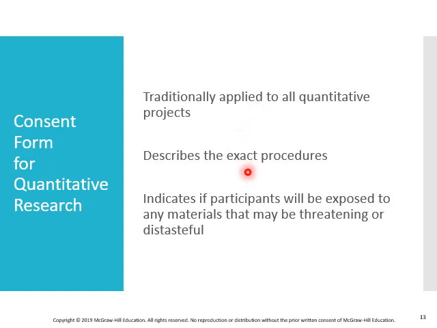It will lay out the exact procedures, meaning the steps that the participants will be involved in. What would the participants be doing step by step, and what kind of elements or issues might they be exposed to? If the IRB perceives that those materials, or exposure to those materials, can be threatening, distasteful, or harmful to the participants, that information should also be presented upfront in the consent form.